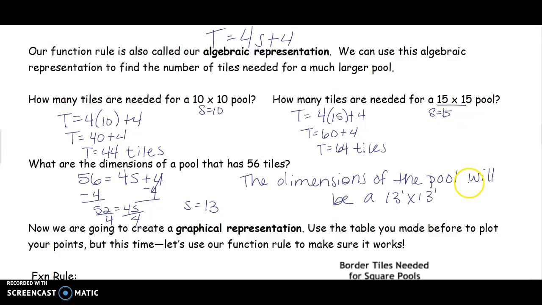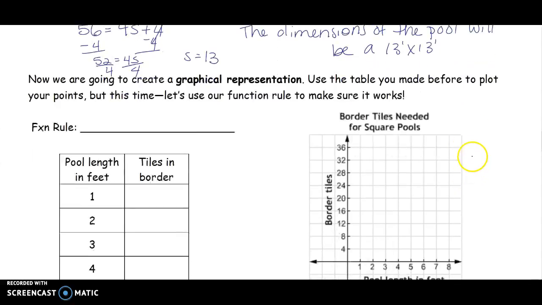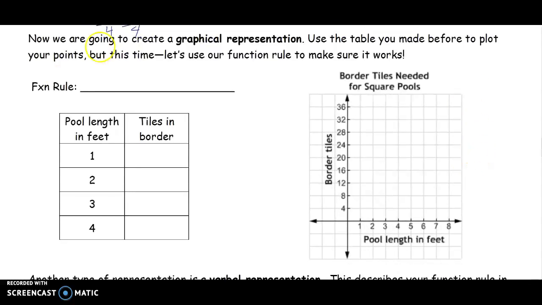There's two more representations that we have to talk about. The first one is graphical, and again, we know our function rule. We found it before. We know our pool length, or our tiles in our border, because we already found that. Now all we have to do is graph these points.